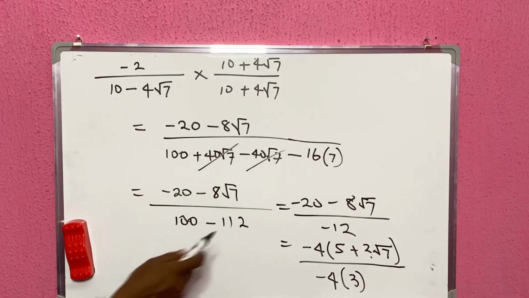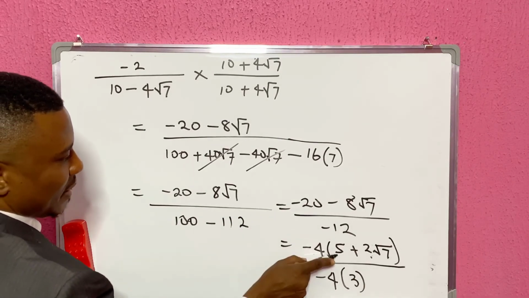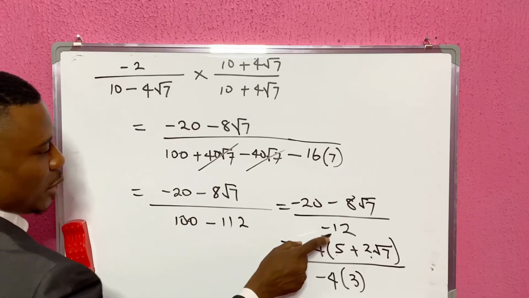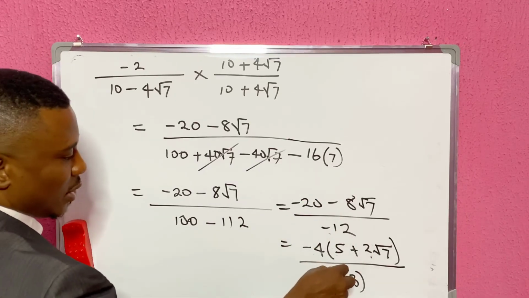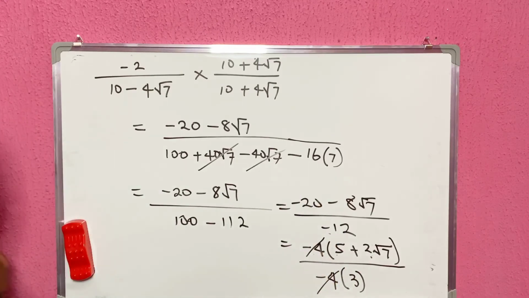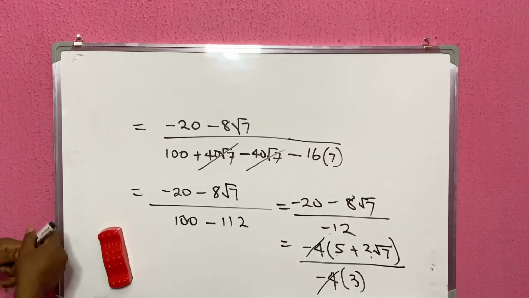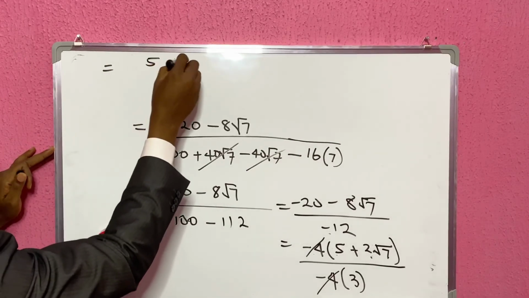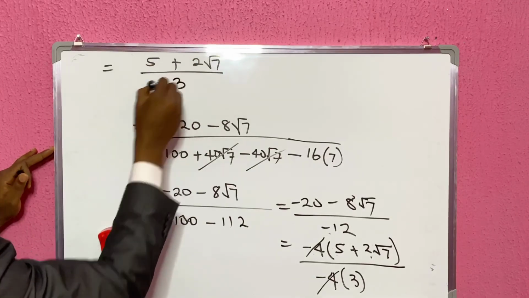So minus 4 is out, 5 is remaining. Minus 4 is out, 2 is remaining. Minus 4 is out, 3 is remaining. So this and this are the same thing, but this will enable us to reduce this. So we can cancel minus 4 and minus 4 to have our final answer. We have 5 plus 2 root 7 all over 3.